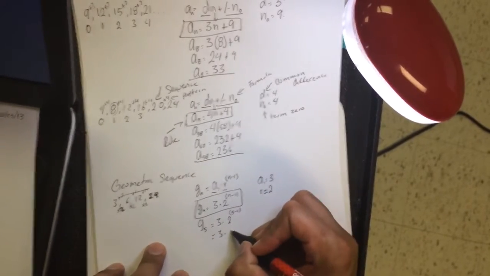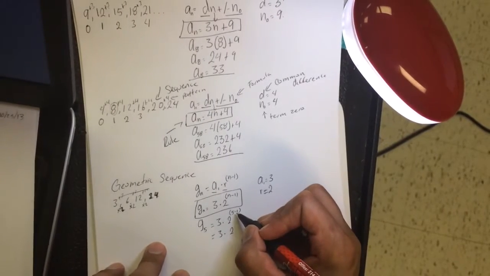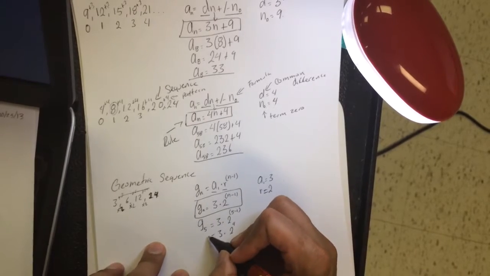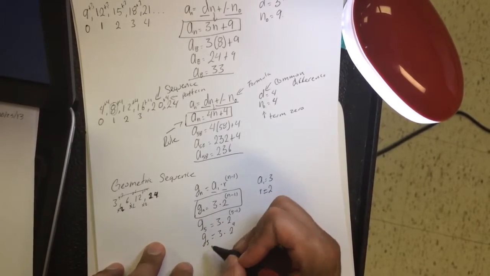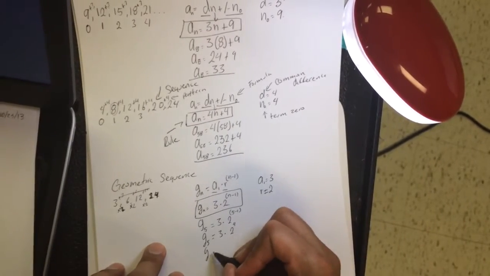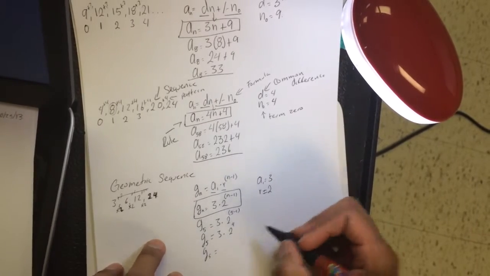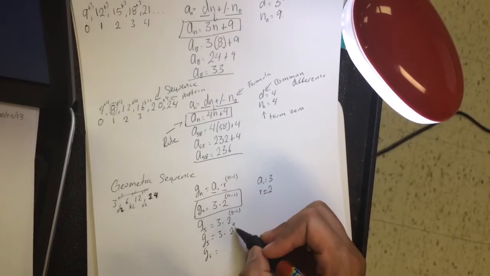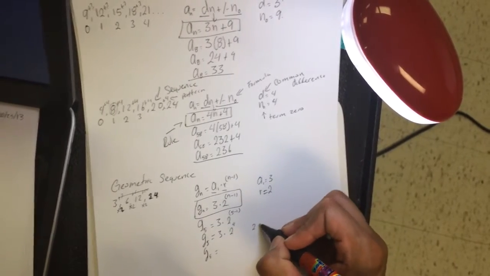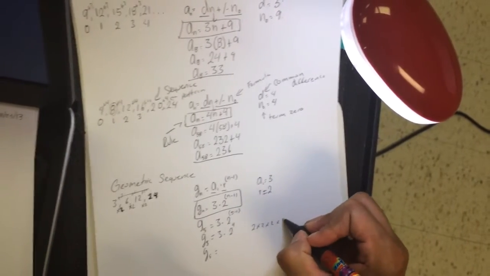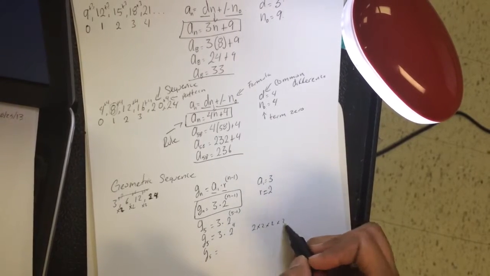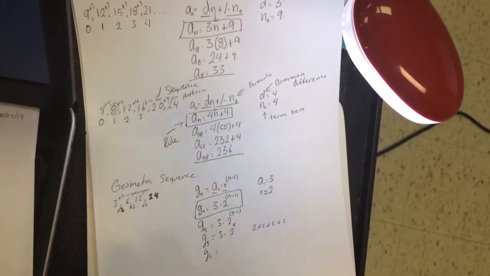So 5 minus 1 is not 6. What is it? 4. Now, do not forget about your PEMDAS. Which one comes first, multiplication or exponents? Exponents. So this is an exponent. This basically means it's 2 times 2 times 2 times 2. 4 times. When you see it like that, you multiply it 4 times. That's what it means.